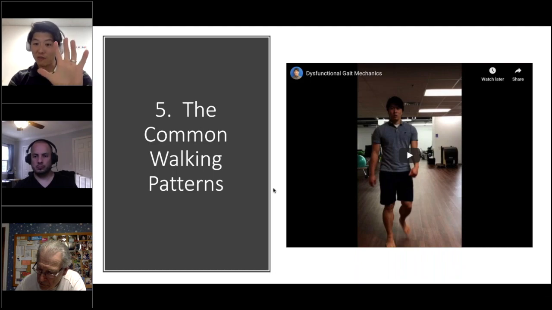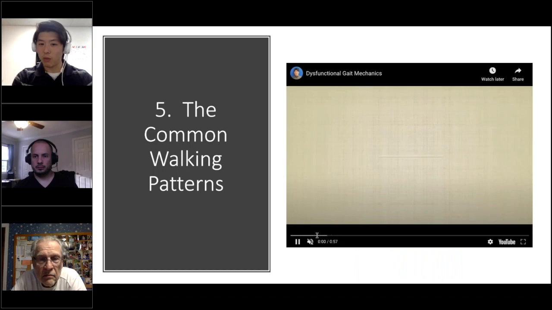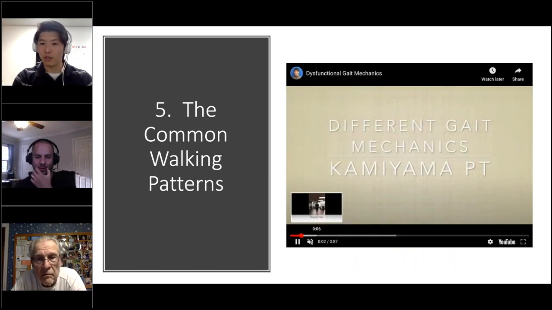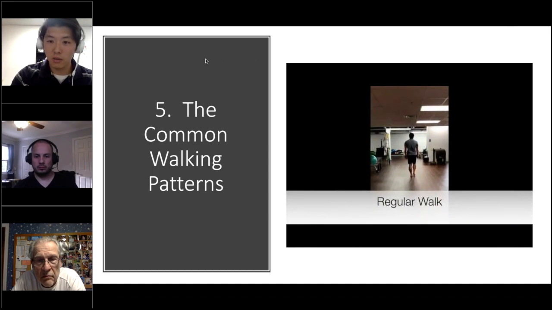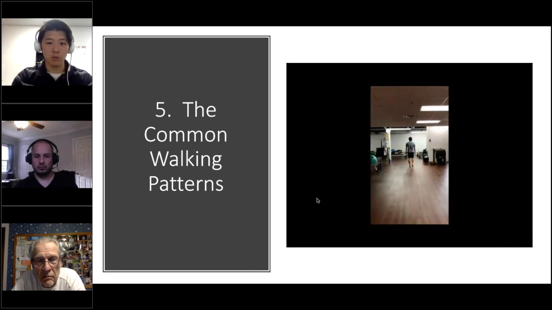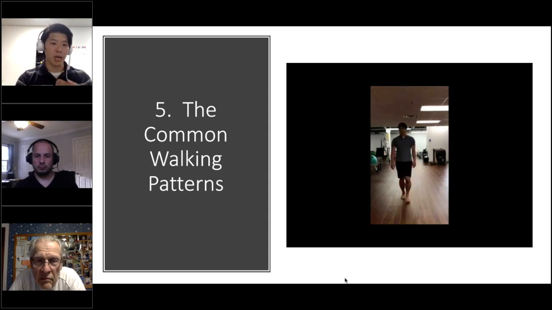So, number 5, common walking patterns. All right, I'm going to talk about common walking patterns because these are things that happen. So first is the regular walk, right? My arms are swinging, my hips are moving back and forth, kind of shifting back and forth. Then I'm going to be doing 3 different types of walking patterns, and I hope you can relate to it if you have it. If you don't, don't worry about it.